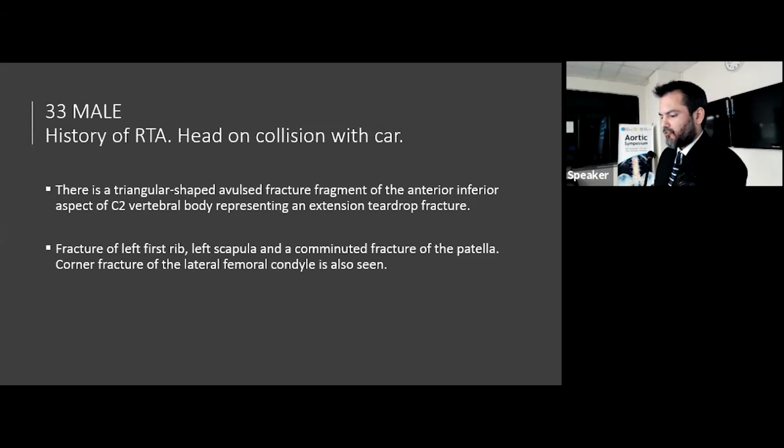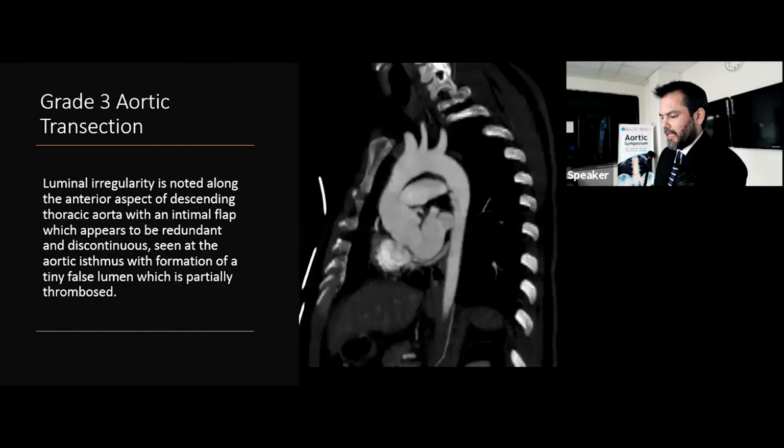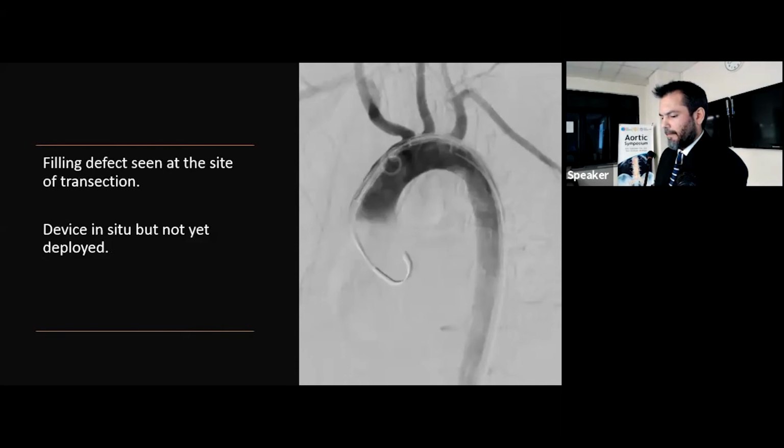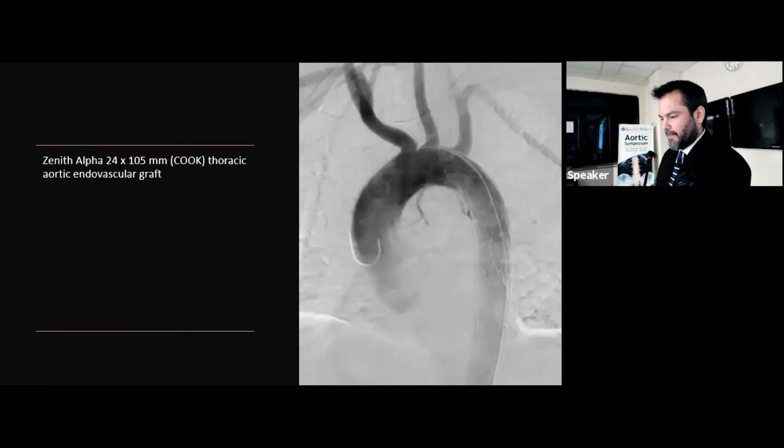33-year-old, history of a road traffic accident. Again, he's got lots of other injuries. And here you can see another grade 3 aortic transection. And you can just see that in the axial images. And what you see here in the angiographic phase is a filling defect on the inner border of the aorta. And again, this one was also successfully managed.